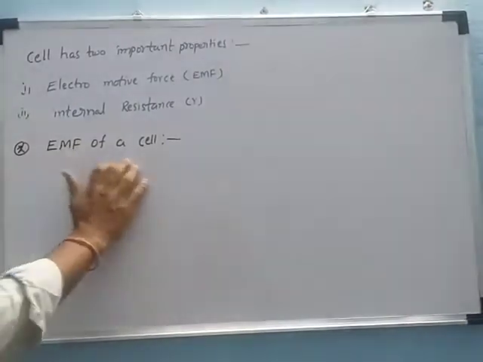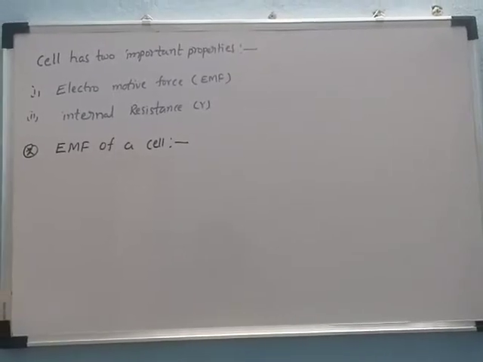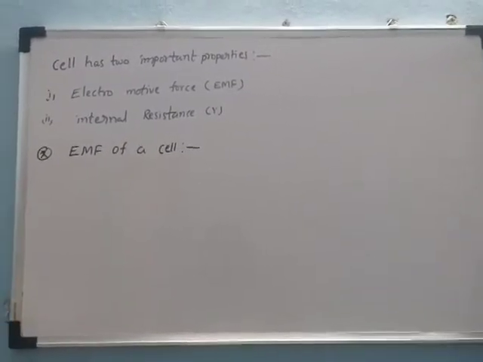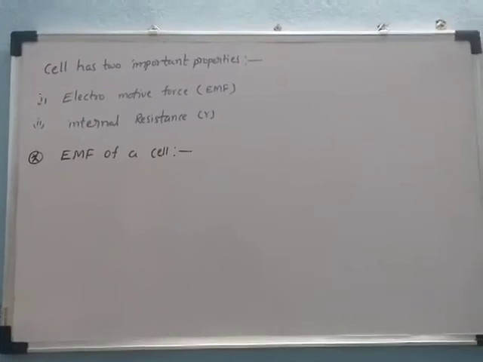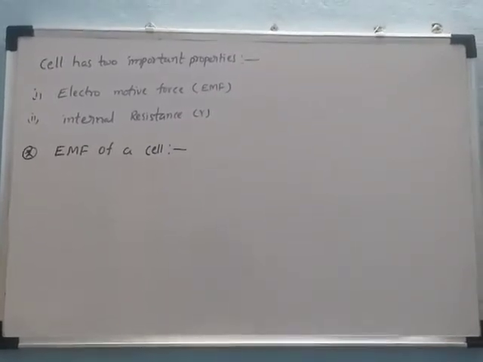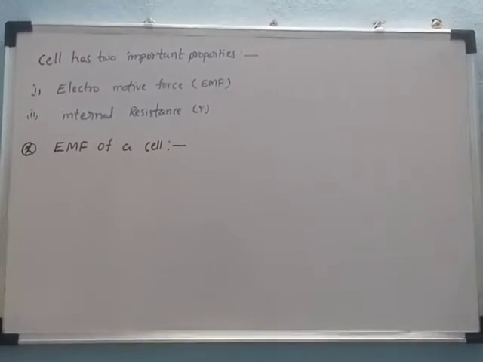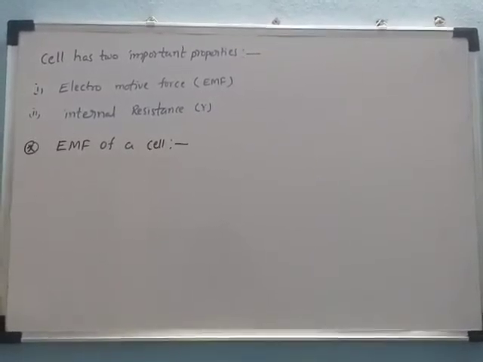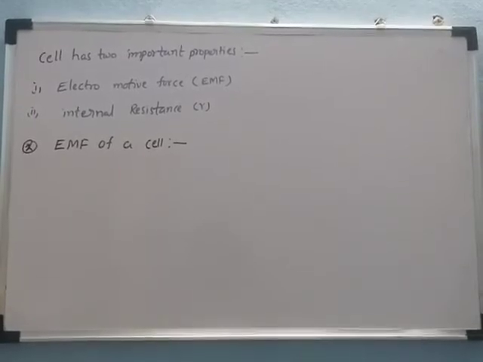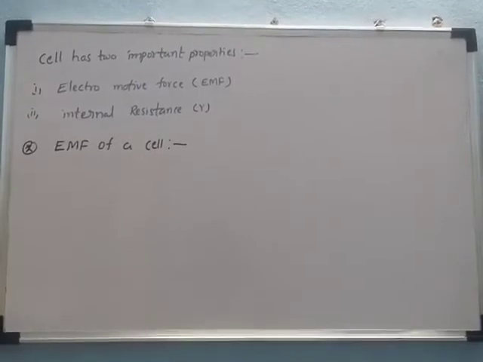Now first we discuss the EMF of a cell. EMF is nothing but the electromotive force of a cell. It is a device that maintains a steady current in an electric circuit. That means a constant current is maintained in the electric circuit. Basically it has two electrodes, one the positive terminal and the other the negative terminal.